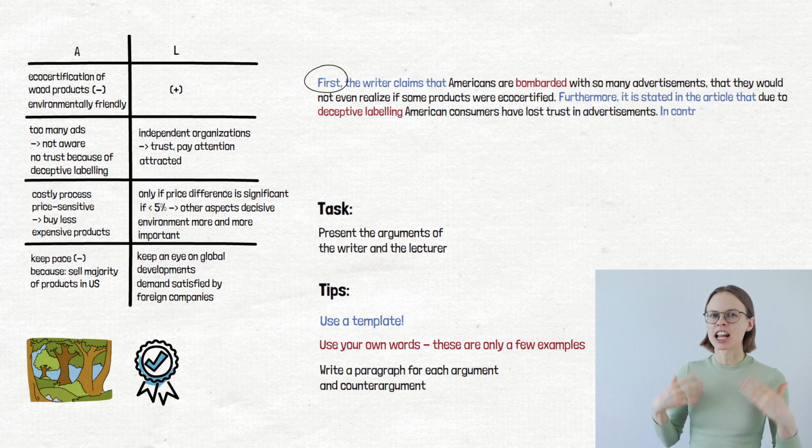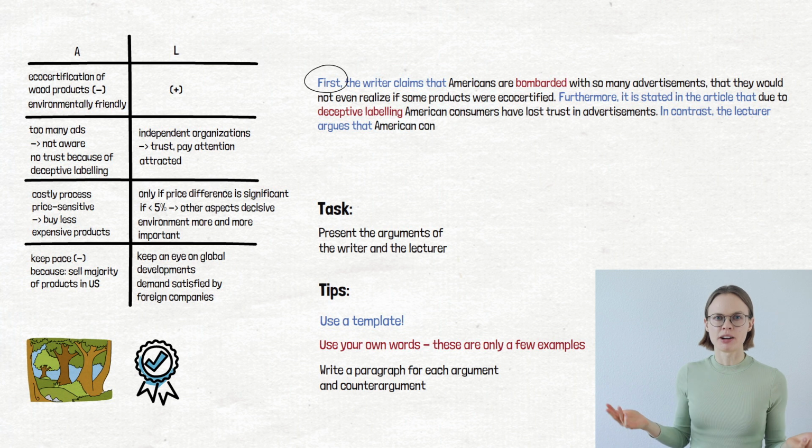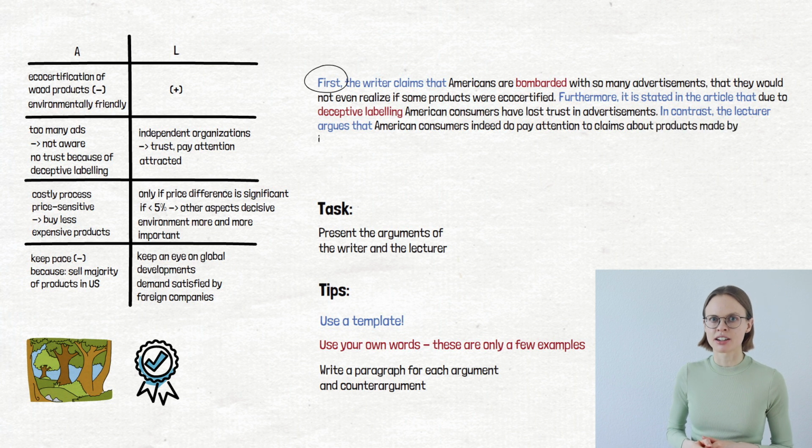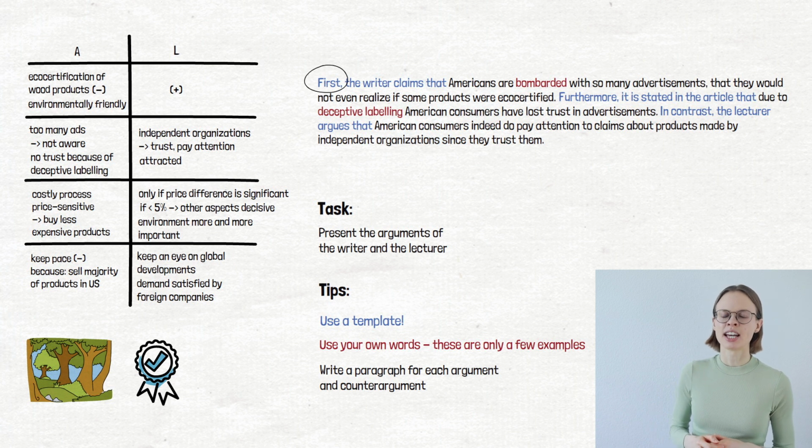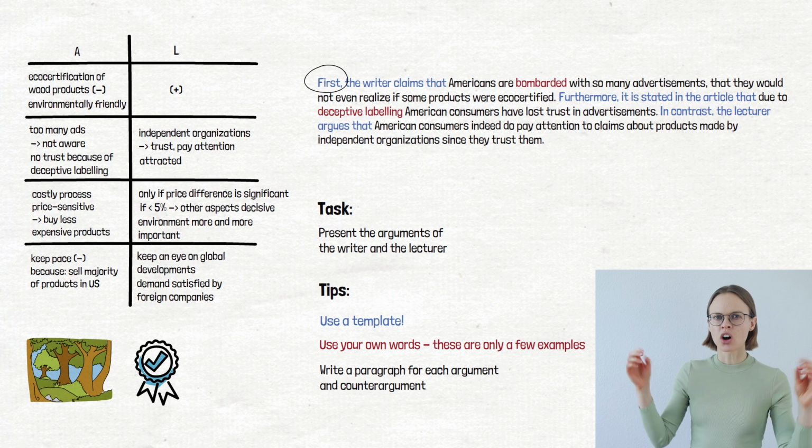Now we have to tell the reader that the lecturer opposes the argument of the author. I'm going to write: in contrast, the lecturer argues that American consumers indeed do pay attention to claims about products made by independent organizations since they trust them. As you can see, I started my sentence with "in contrast." This is a nice expression you can use to indicate that you are contrasting two arguments here.